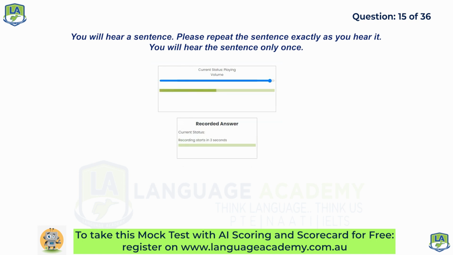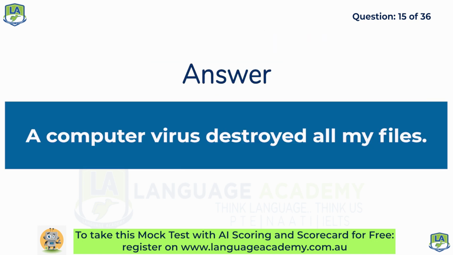A computer virus destroyed all my files.